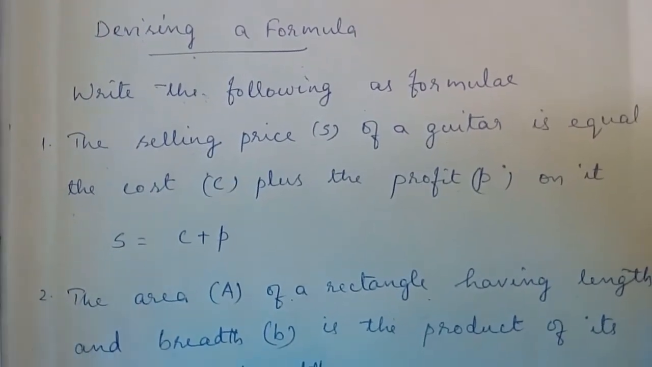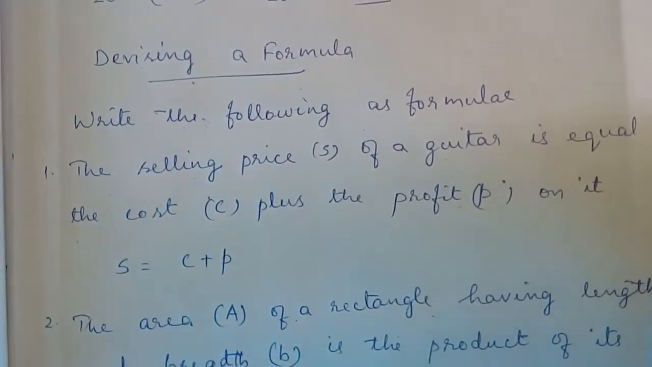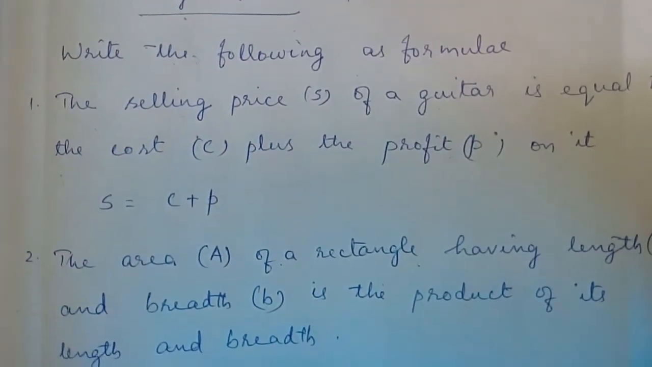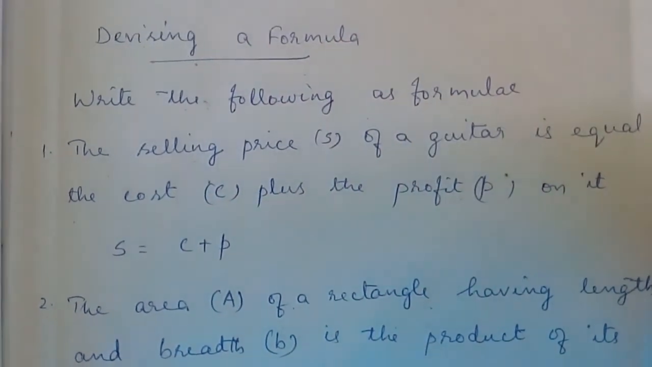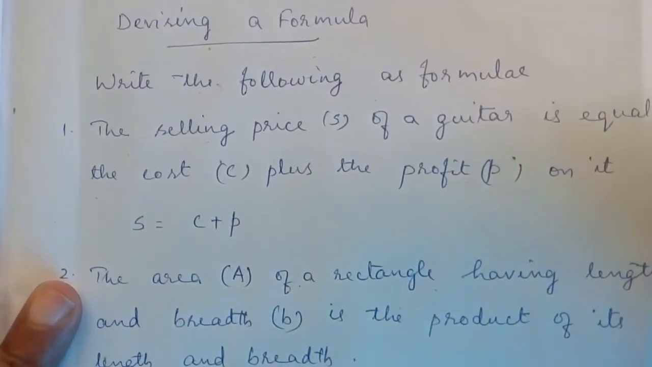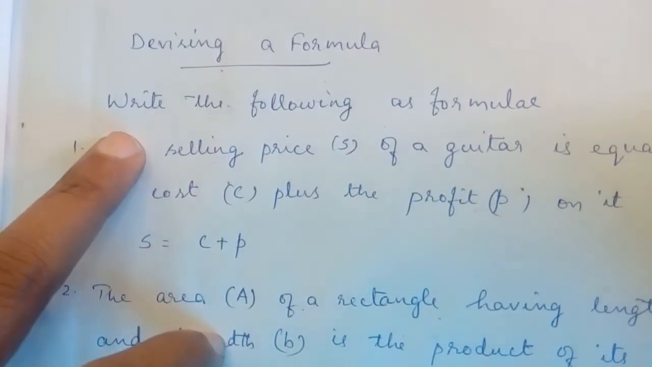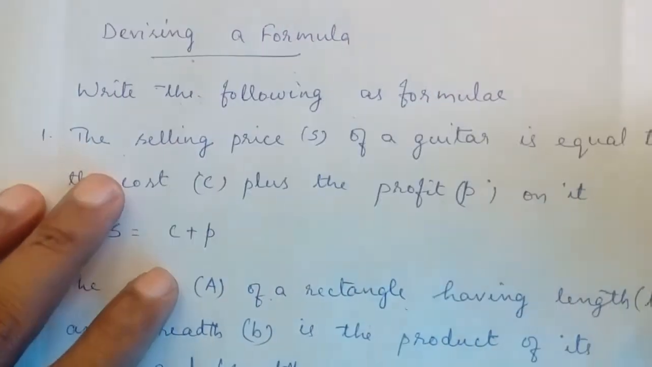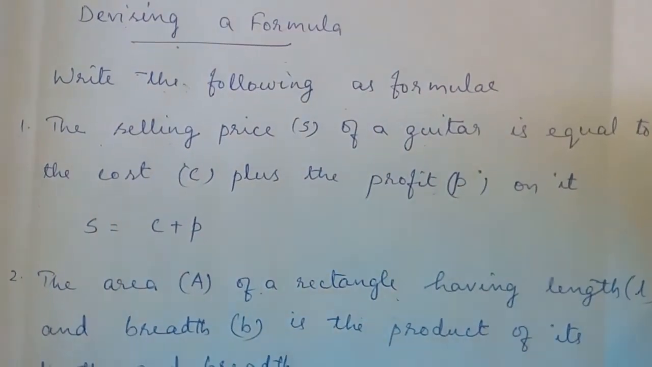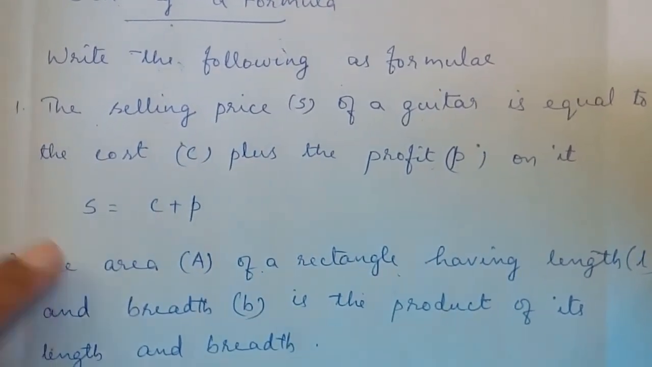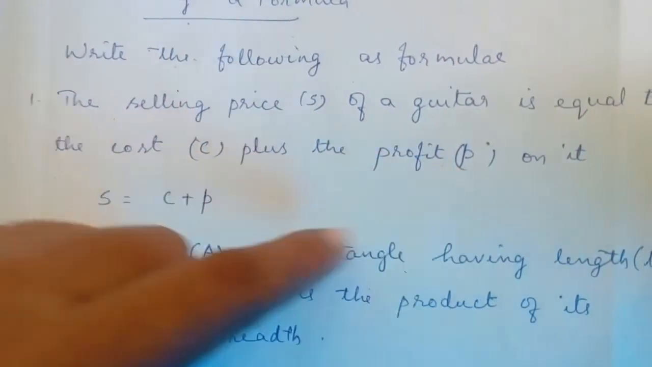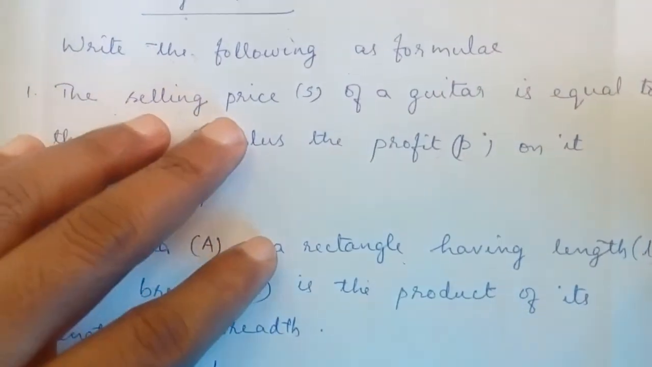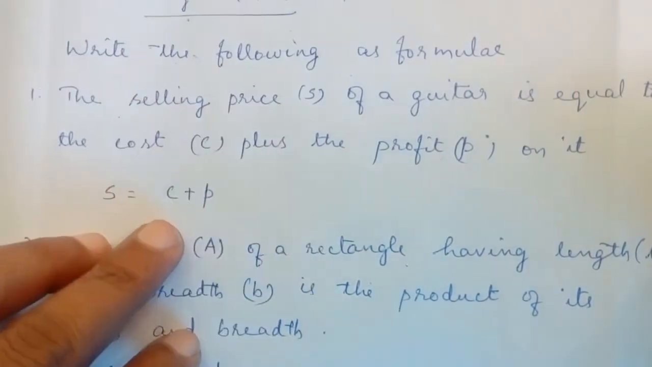Okay. Last year when you started studying algebra, you made algebraic expressions. I think you have studied it. So likewise, here also you can devise the formula from the given statement. Here you can see the selling price S of a guitar is equal to the cost C plus the profit P on it. Okay, so you can find the formula using this. From this statement we are making the formula.